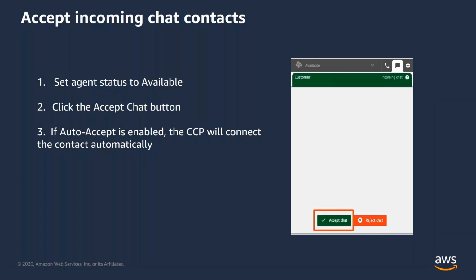Accepting incoming chats is almost similar to accepting incoming calls, with the only exception that you will be interacting with customers using the chat tab of the CCP. You set yourself to available and accept the incoming chat by clicking on the accept chat button and start talking with your customers. Again, if auto accept is enabled, the CCP will connect the contact automatically.